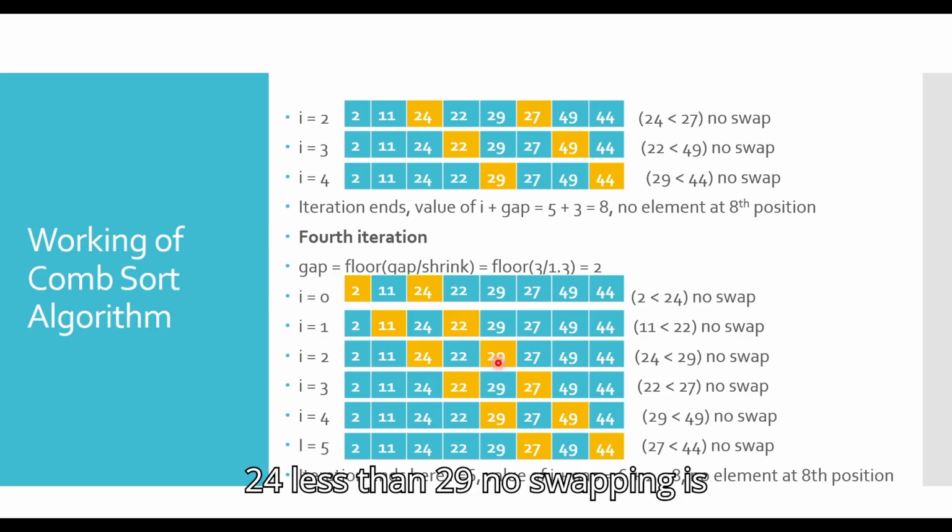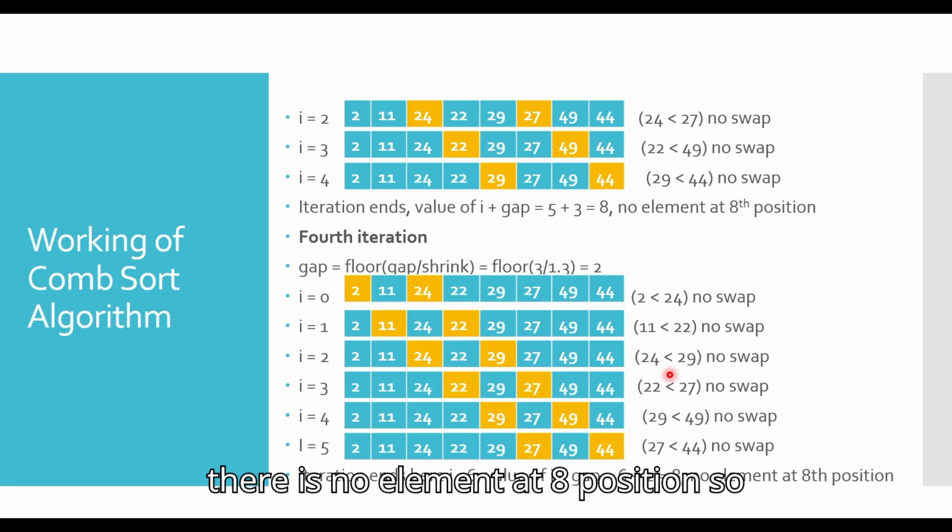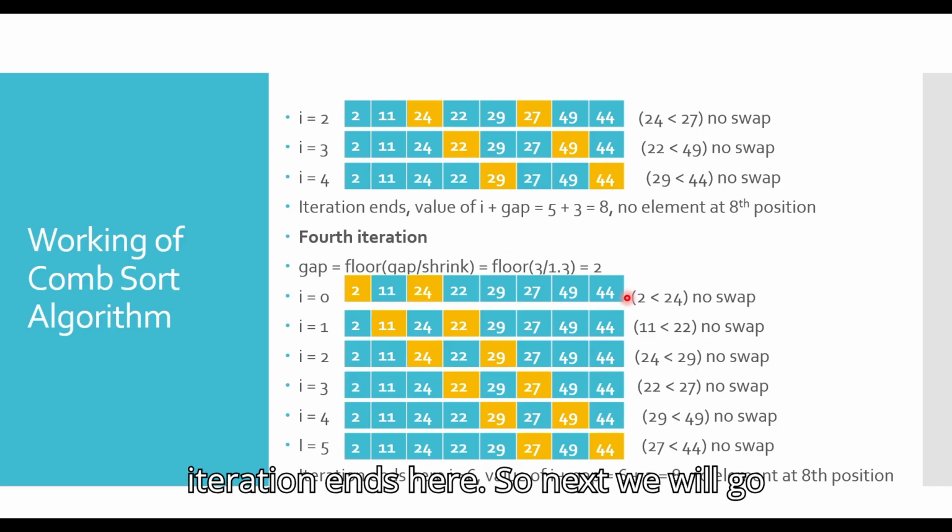24 less than 29, no swapping is required, and 22 less than 27, no swapping, and 29 less than 49, no swapping is required. 27 less than 44, no swapping. So here in the iteration, I plus 6, 6 plus 2, 8. There is no element at the 8th position, so the iteration ends here.